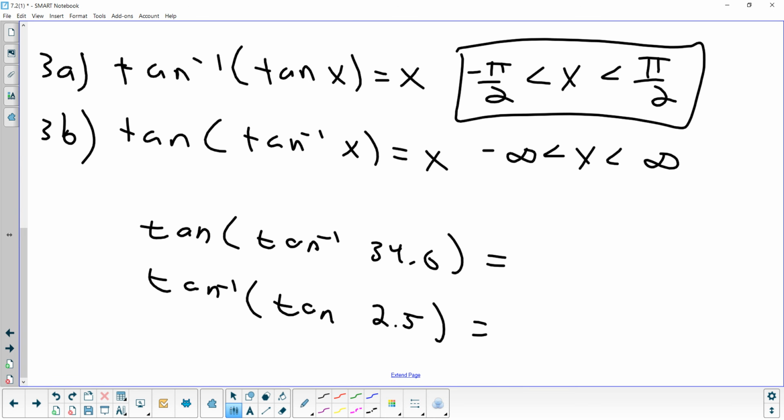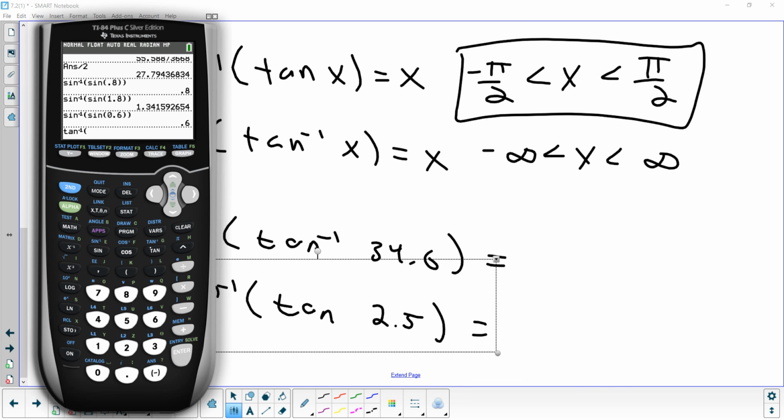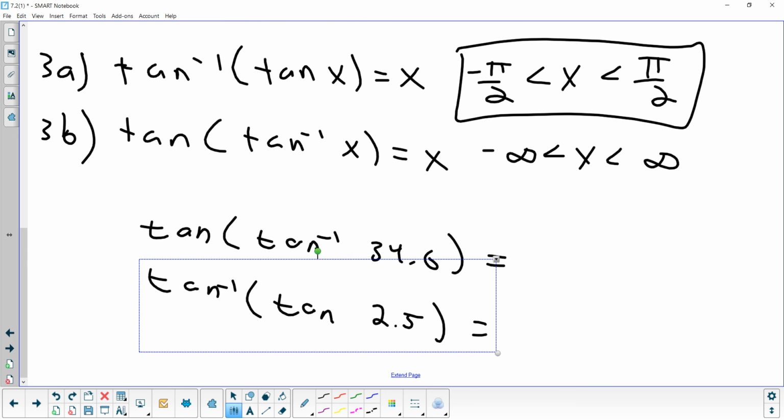If you plug in 2.5, this is the case where it will work. It will give you something, but it's not going to give you back the same thing you typed in. So if you type in inverse tangent of 2.5, you get negative 0.641. So I got an answer that meets these conditions.